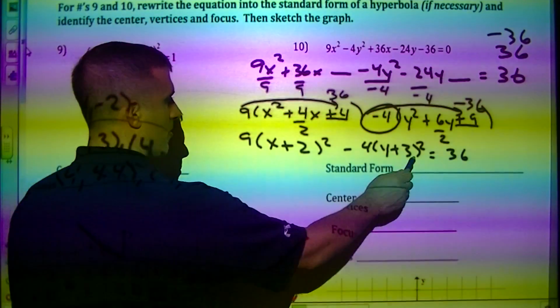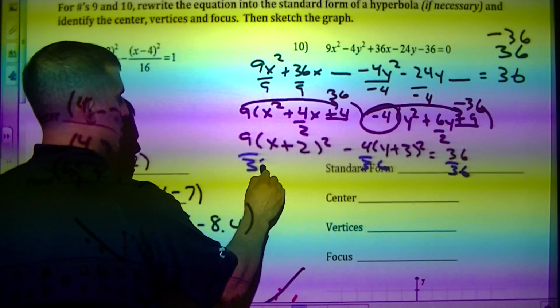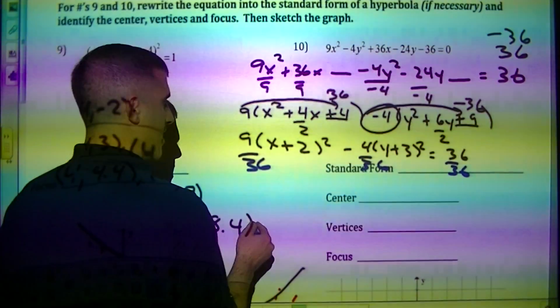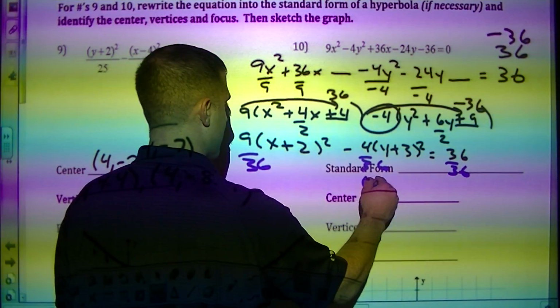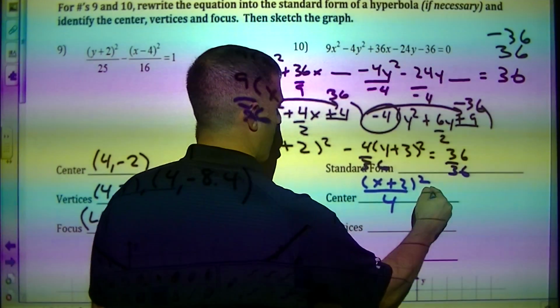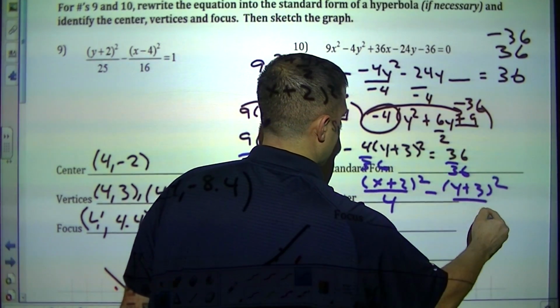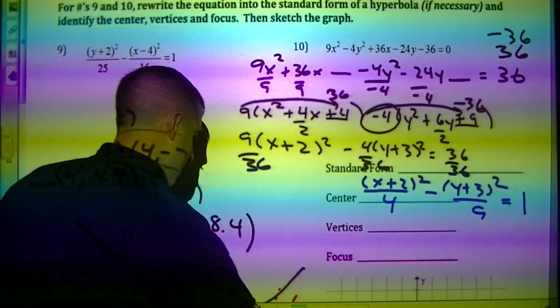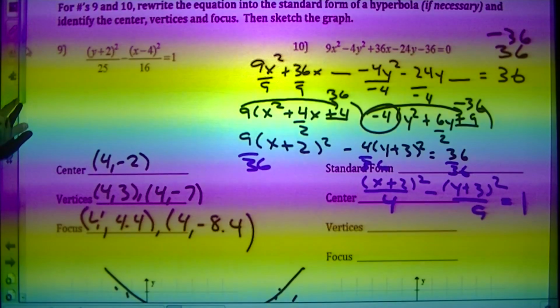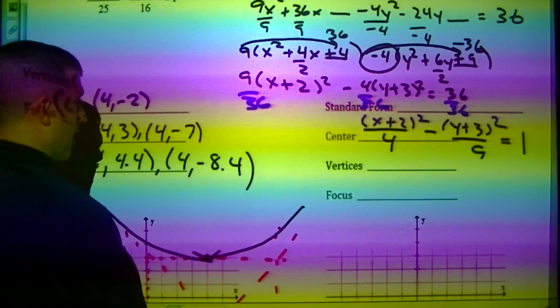Okay, now on this one, what I have to do is divide by 36 to finish. So what I got is a final answer there. It's going to take up some of the center area. (x+2)^2/4 - (y+3)^2/9 = 1. Once again, I can use my calculator to help me figure those out.